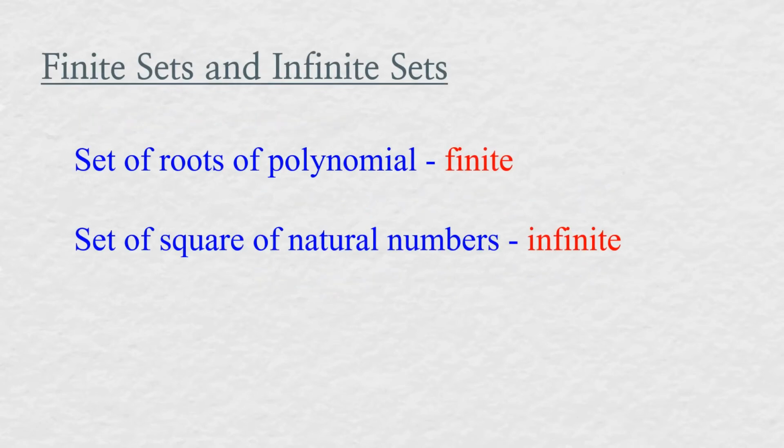Sets can be finite and they can be infinite. If the number of elements inside a set is finite, it is a finite set. If the number of elements in a set is infinite, it is an infinite set. For example, consider the set of roots of a polynomial. Since the roots of a polynomial are finite, it is a finite set. And if you want to find a set of squares of natural numbers, since there are infinite natural numbers, this set is also infinite.